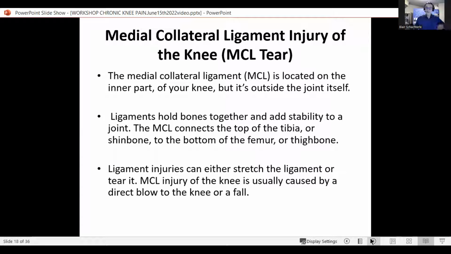The medial collateral ligament is on the inside of your knee. Basically, it runs from your thigh bone to your shin bone, and it helps hold and give you side-to-side stability. And when you have a tear of that one, it's usually from a bad fall again, or being hit from the outside, and your knee kind of buckles inward.